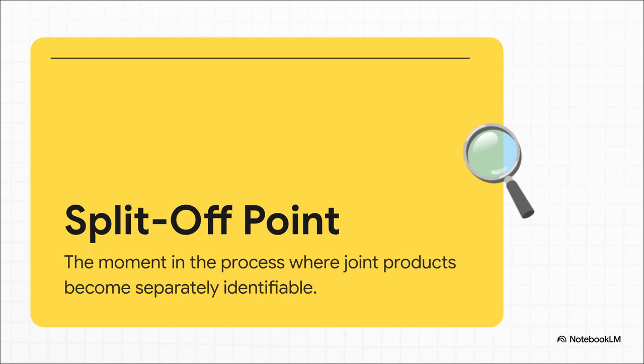And this picture? It's the perfect way to understand this split-off point. It's that magic moment in the process where you can finally point and go, okay, that's cream and that's skim. A second before this, it was all just one big batch of processed milk. This point is where our whole accounting puzzle really begins.